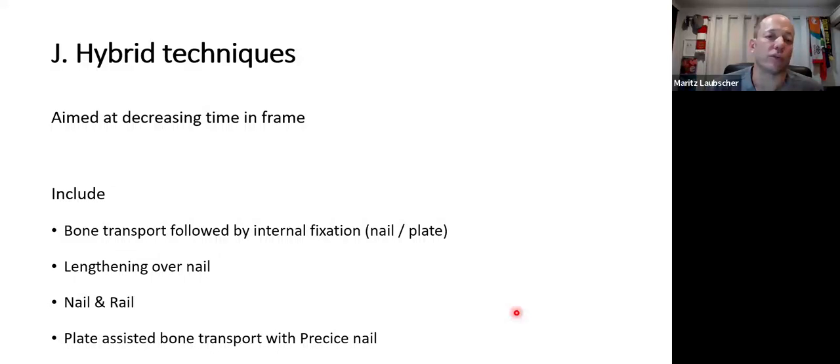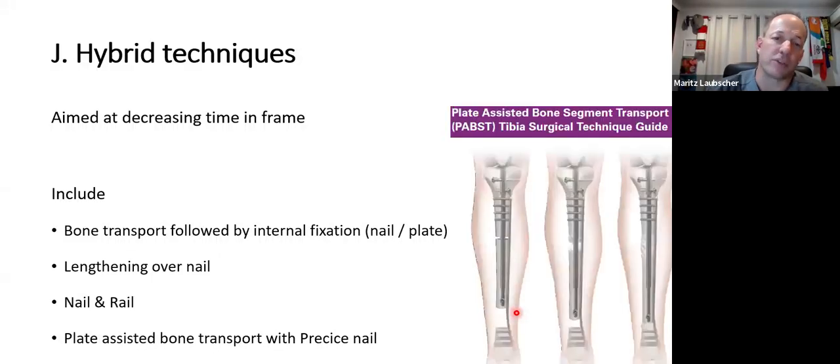And then there are also some other techniques, including the use of a PRECICE nail. I think you should all be aware of the PRECICE lengthening nail. That's really the gold standard for lengthening, specifically the femur. You can use that in conjunction with a plate. And there's also soon available a transport nail where you can do all-internal bone transport.